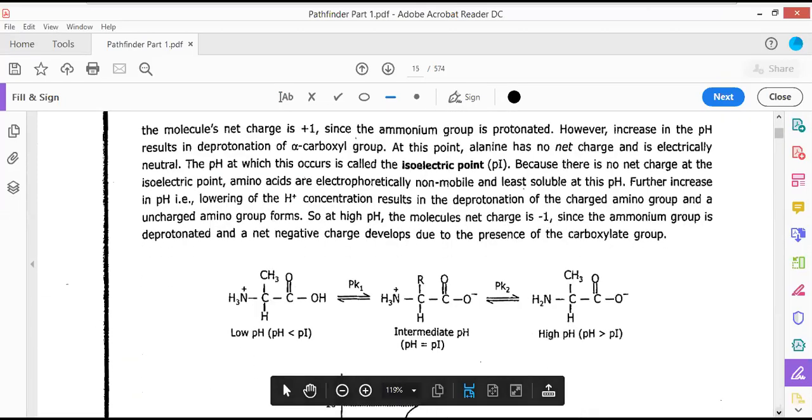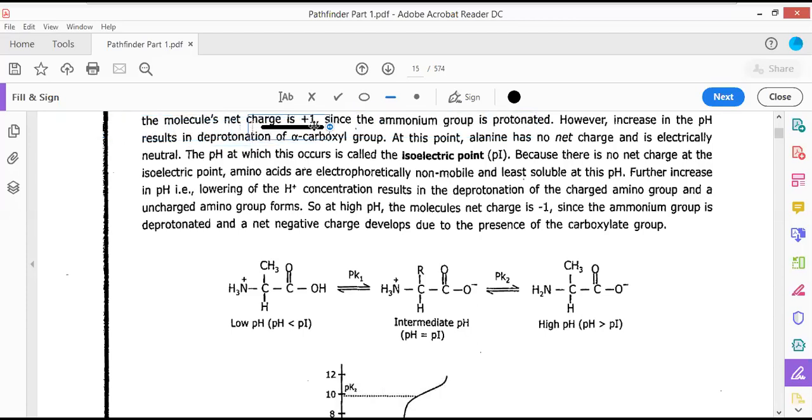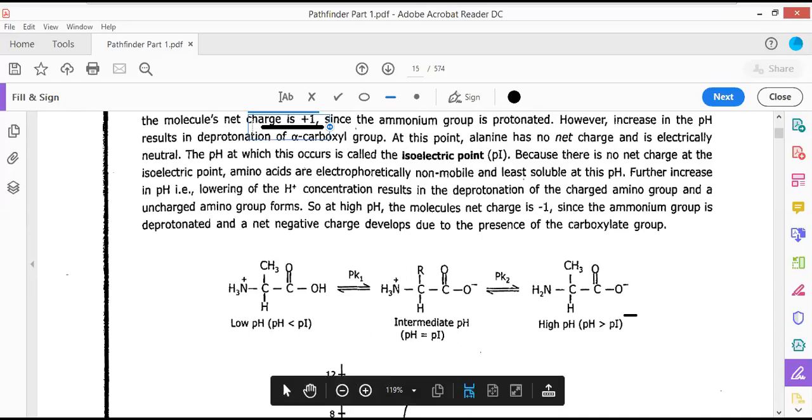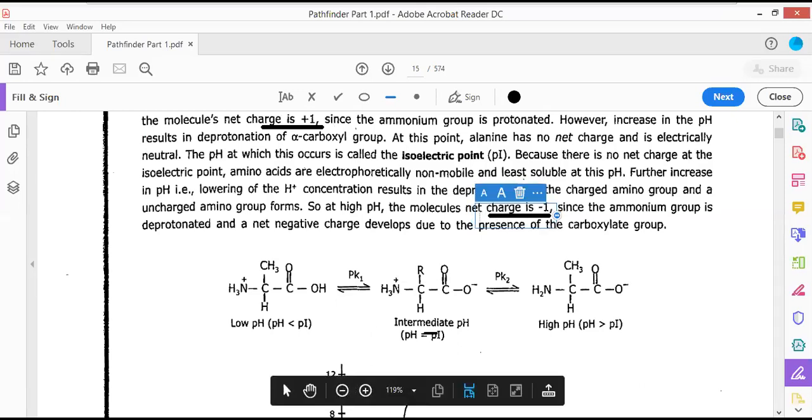See this, at low pH the amino acid has a +1 charge. Another question which was asked in CSIR back in 2012, in section B: at high pH the amino acid has a -1 charge. Another question which has been asked: the point at which the amino acid has no charge is called the isoelectric point, or the pI.